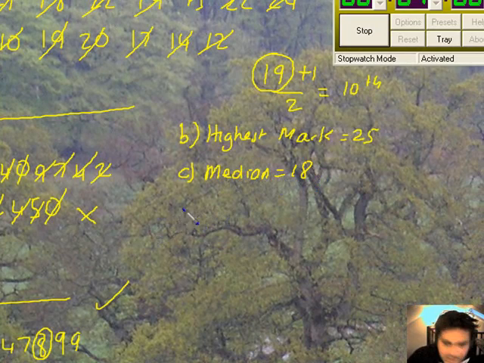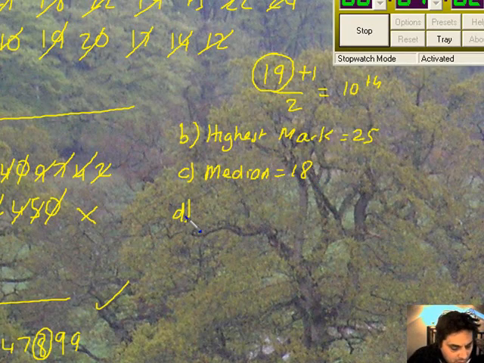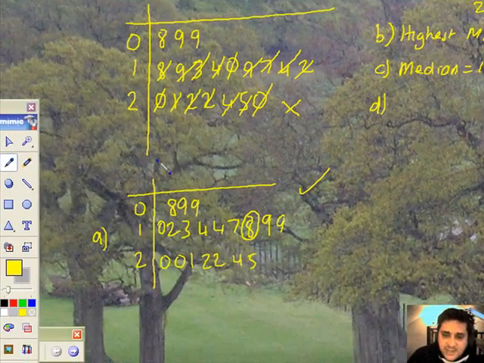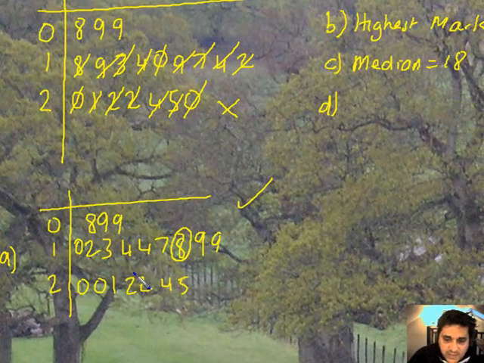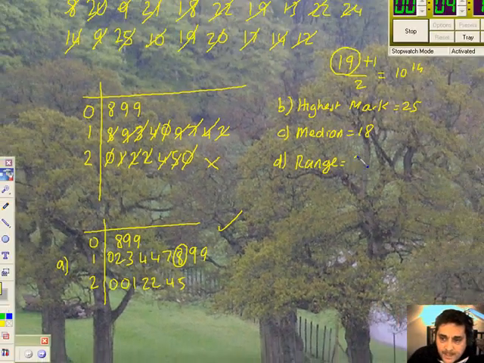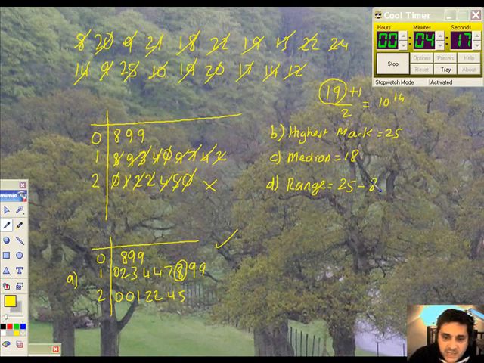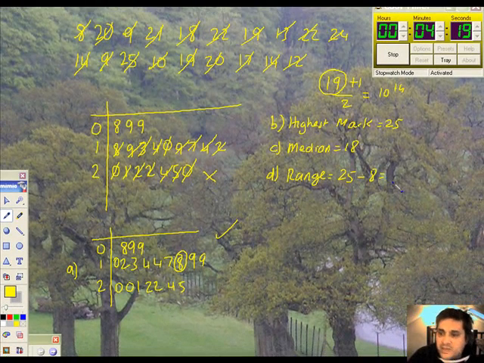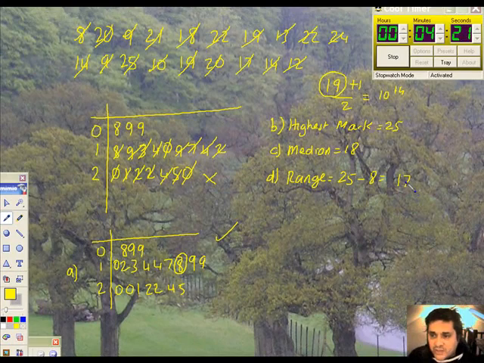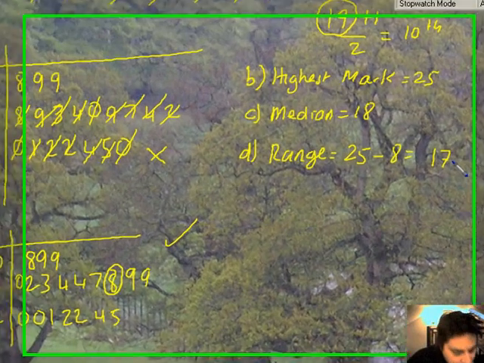Alright then. D. Write down the range of the marks in the test. Again, going back to my ordered copy, the smallest mark is 8, the biggest is 25. So the range is biggest take away smallest. 25 maximum, take away 8. That will give me 17, I think. So a range of 17 marks for that.